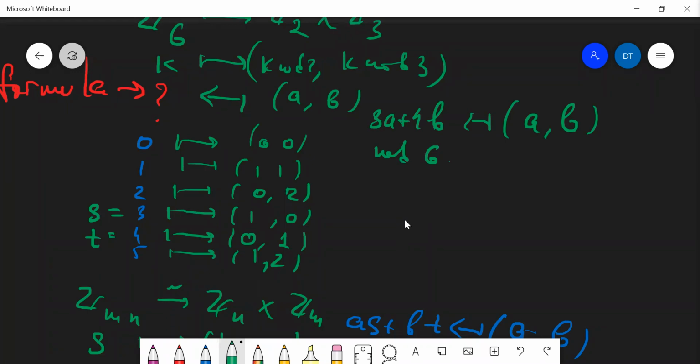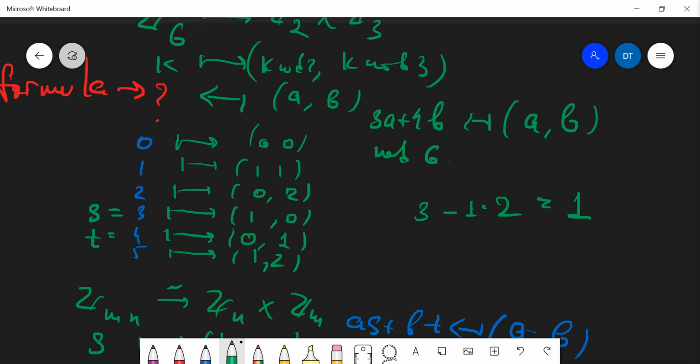Okay. And if you want to use this rule with the GCD, so let's see. What do we do? You just take 3 minus 1 times 2 equals 1. So this is how you write down the expression of the GCD using 3 and 2.